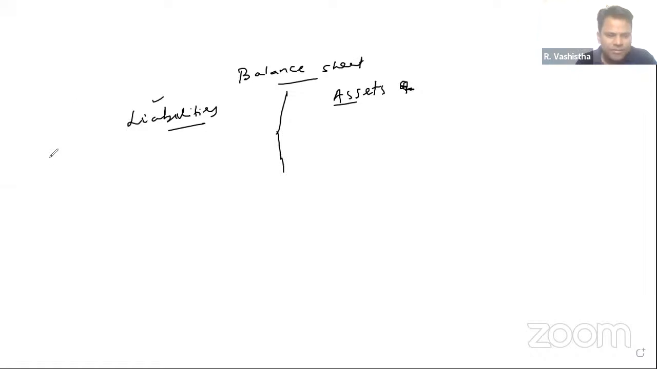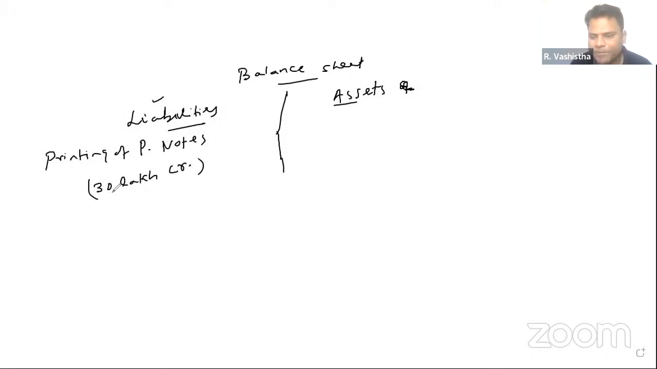So printing of paper notes becomes a liability of RBI. So when I say that as of now, Reserve Bank of India has printed 30 lakh crore rupees, let's suppose as of now, Reserve Bank of India has printed 30 lakh crore rupees for the economy of India, this is the liability on Reserve Bank of India on account of printing of currency. Liability is something that you owe to somebody. You have to return this.